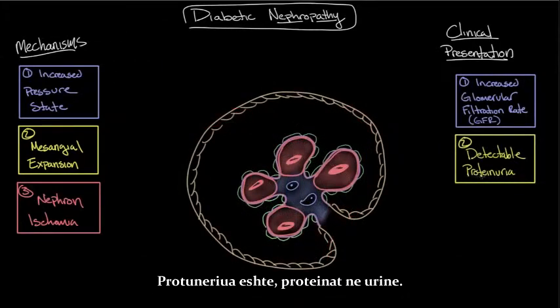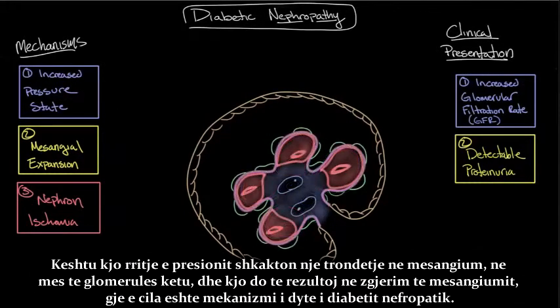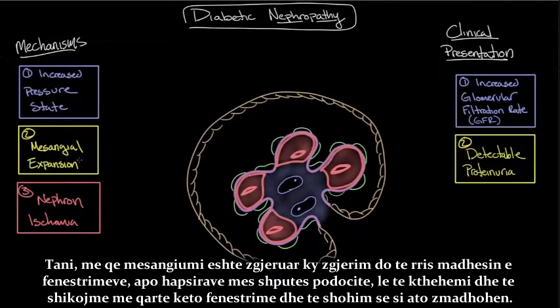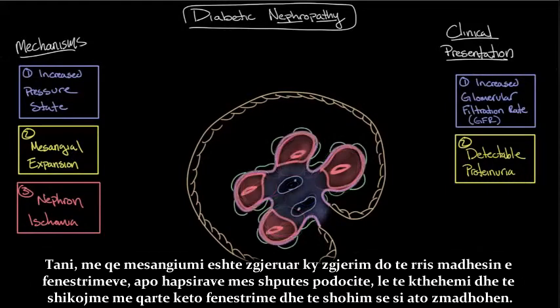And proteinuria is protein in the urine. So this increased pressure state causes trauma on the mesangium in the middle of the glomerulus here, and it results in mesangial expansion, which is this second mechanism of diabetic nephropathy. Now, as the mesangium expands, this also increases the size of these fenestrations, or spaces between the podocyte foot processes. So let's go back and look real closely at these fenestrations and watch how they increase in size.